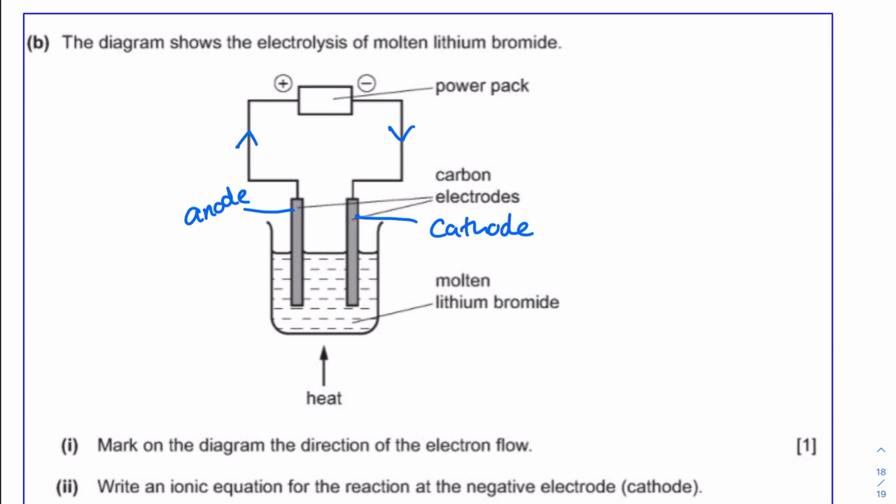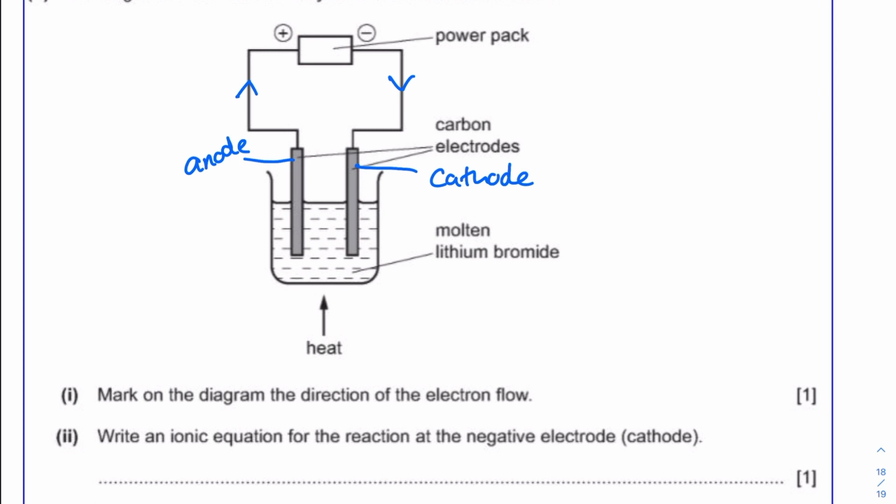Write an ionic equation for the reaction at the negative electrode, or the cathode. So what have we got here in our solution? We've got lithium and we've got bromide ions. So the cathode will attract the cation, in this case the lithium. So we've got lithium ions accepting an electron and turning into lithium metal.